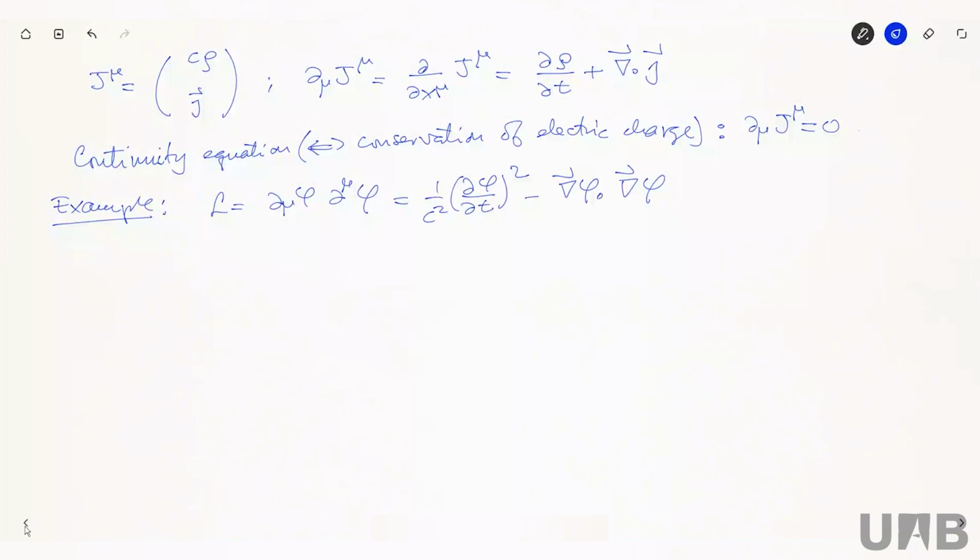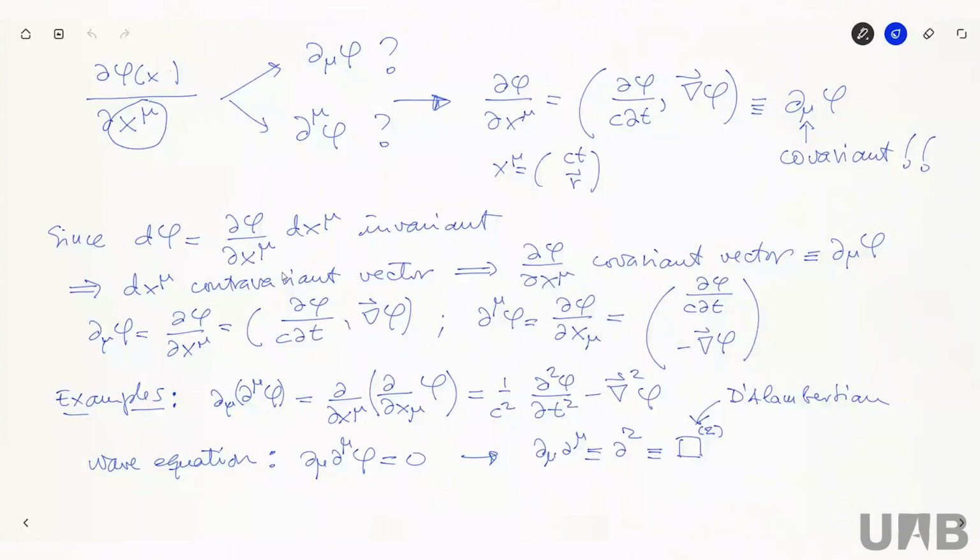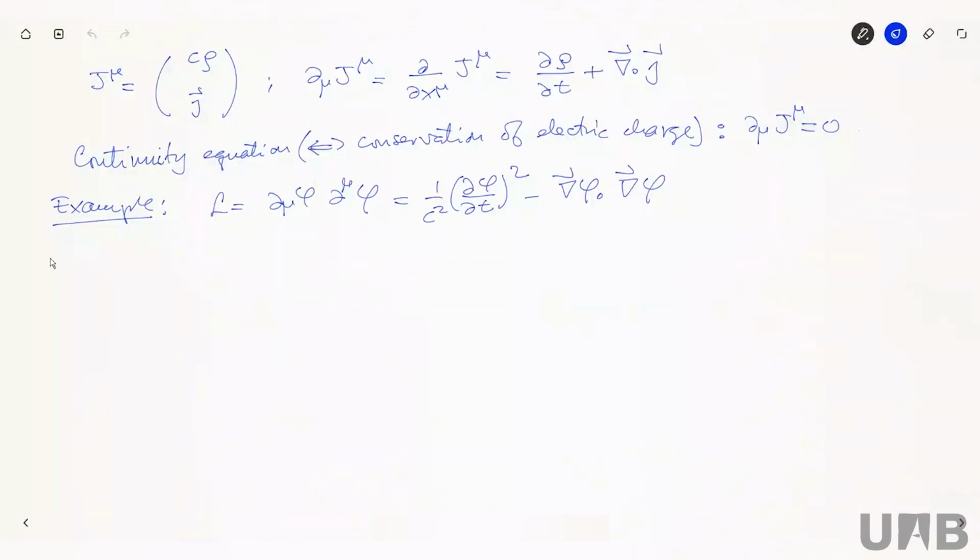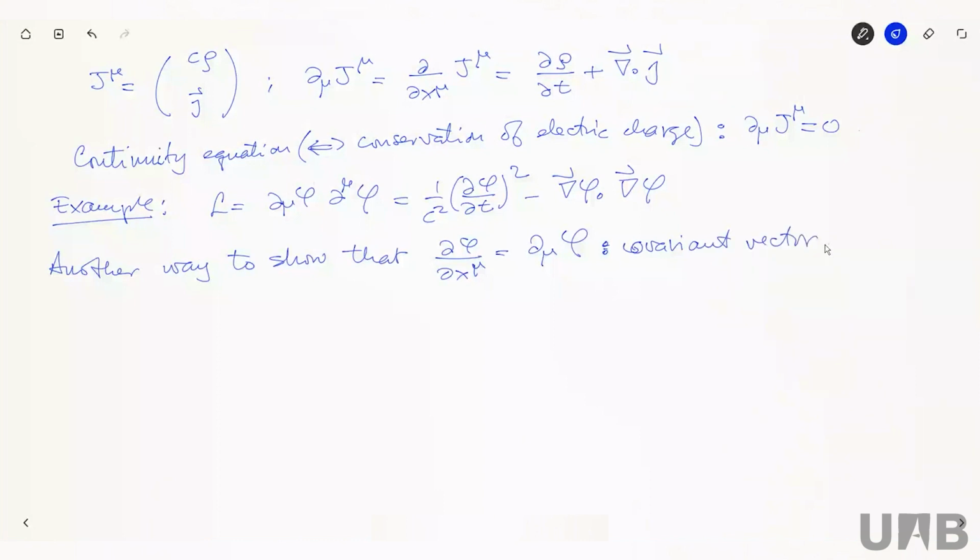And now I'm going to derive in a more formal way the same thing I derived here, which is that this derivative with respect to x contravariant mu is actually a covariant vector. This derivation is already good enough, but it's illustrative that we also do it in a different way. So let's do it in another way. Another way to show that the derivative of phi with respect to x mu upstairs, let me put the mu clearly upstairs, is actually d with the mu downstairs acting on phi. So this is a covariant vector. So let's do this.